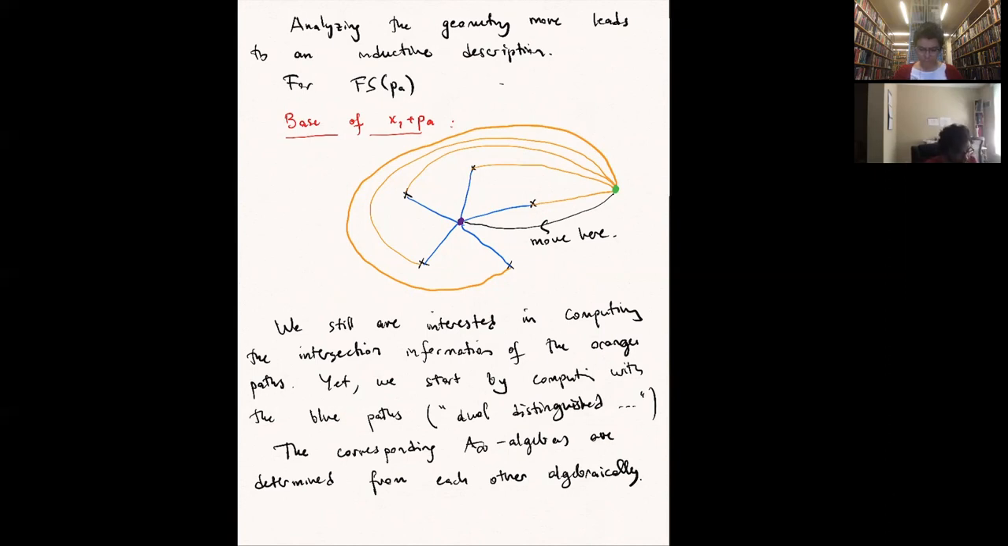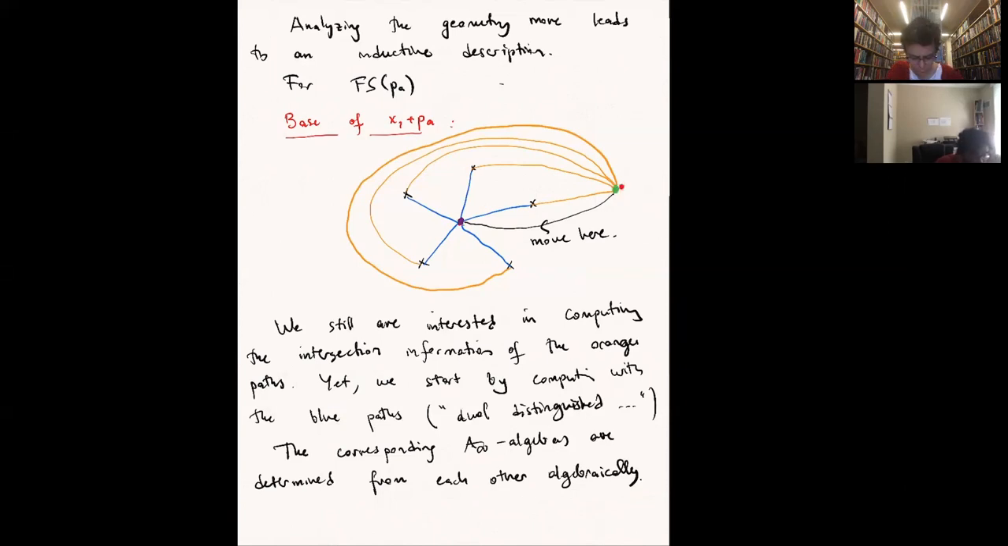In order to do that, I actually want to compute the intersection information for a different choice of distinguished paths. These are what's called dual distinguished paths. If you imagine dragging this origin point out towards the green point, and dragging all the blue paths along with it, such configurations of orange and blue paths are called dual paths. The intersection information for one can be obtained from the intersection information of the other by some purely algebraic operation.